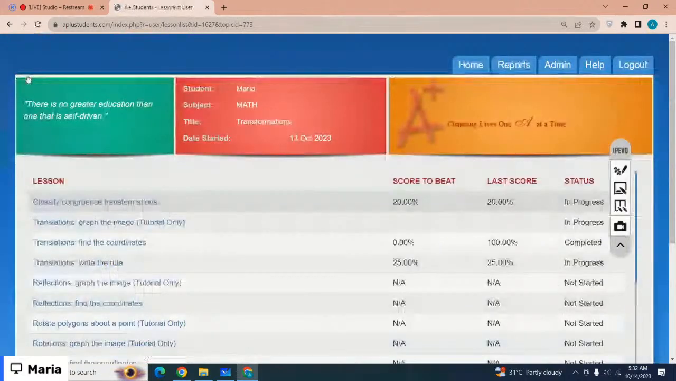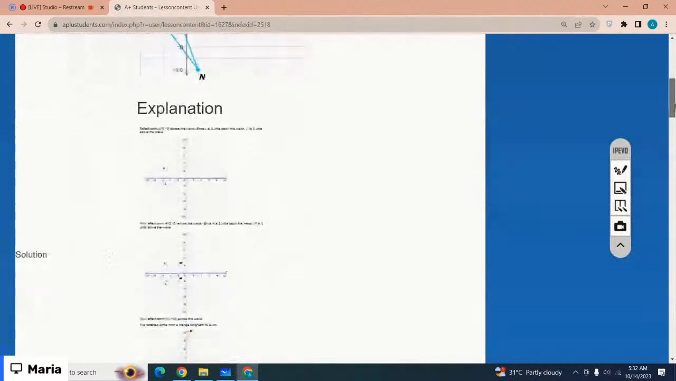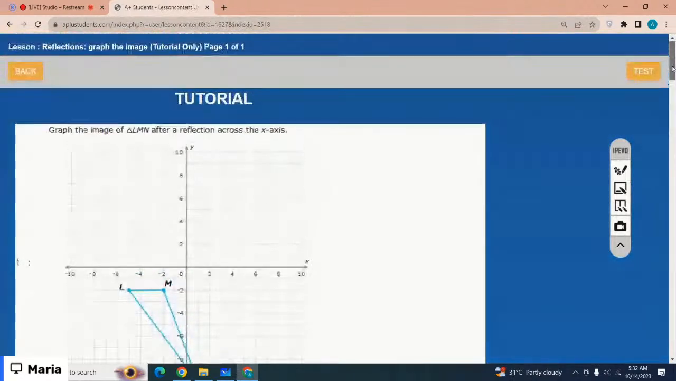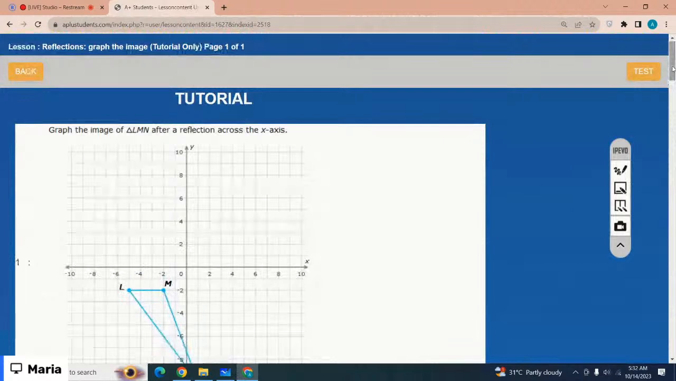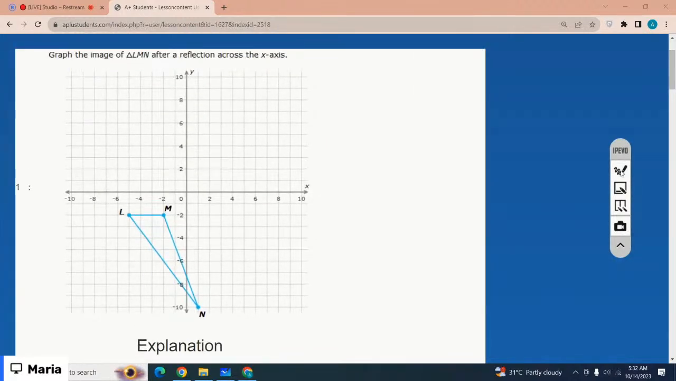And the next lesson is reflection. Graph the image. Let's just see how we reflect. Okay, triangle LMN after a reflection across the x-axis. So when it is reflected along the x-axis, the new one is the inverted image of LMN, right? It would be like this.